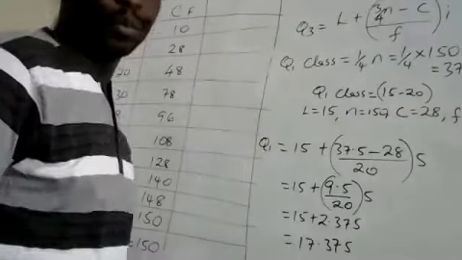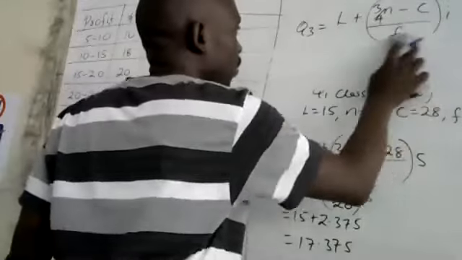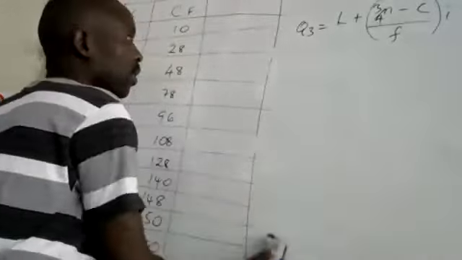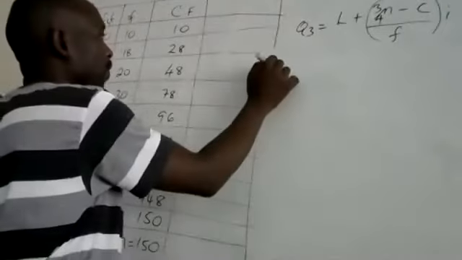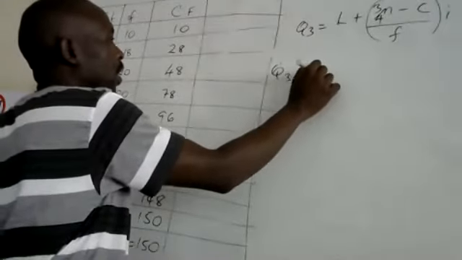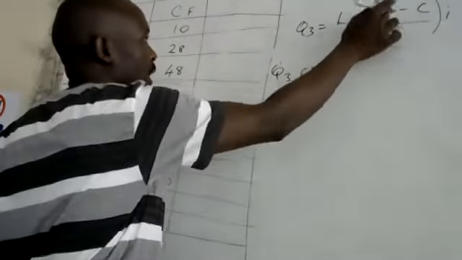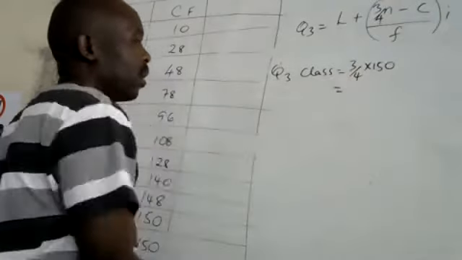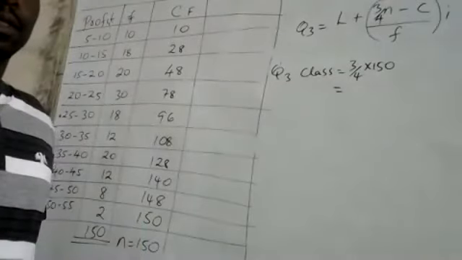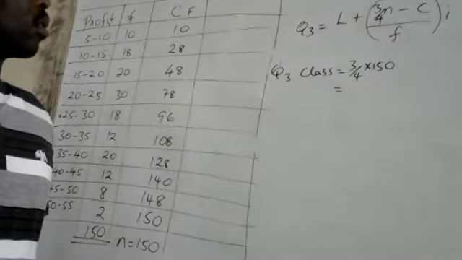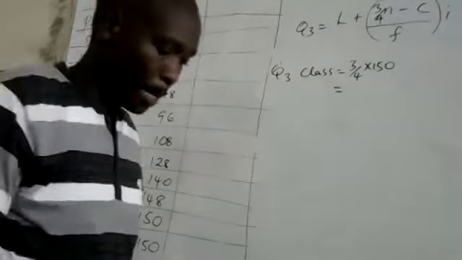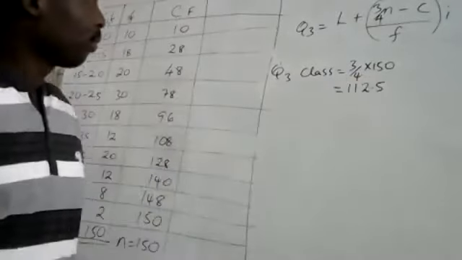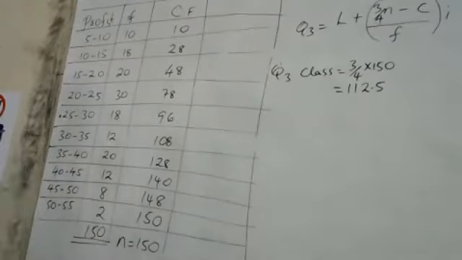So what you do, you locate the Q3 class. That is our first assignment. You just do this part of n: 3/4 times 150, which is our n. That one gives us what then? 112.5. Yes. So we come here, where is our 112.5?